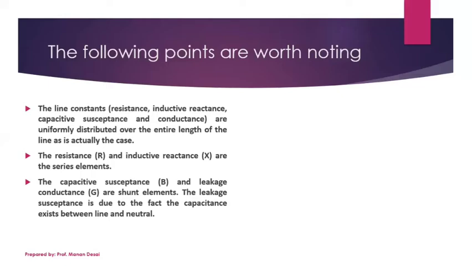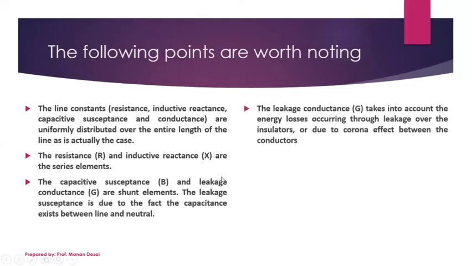The leakage susceptance is due to the fact that capacitance exists between line and neutral, and the conductance is the energy loss occurring due to leakage over the insulators or due to the corona effect between the conductors. So now we can calculate the shunt admittance. As you see in the basics, Y is equal to under root G square plus B square.